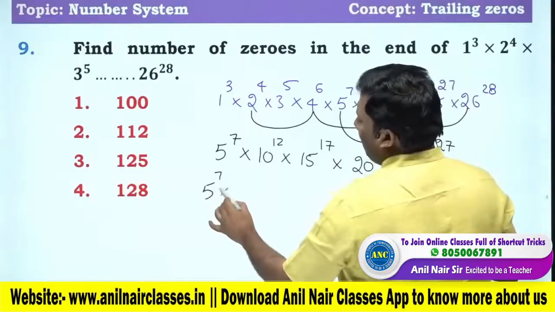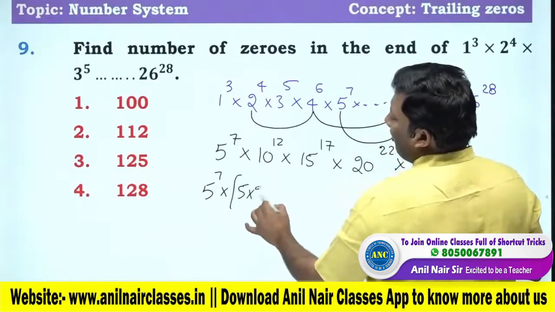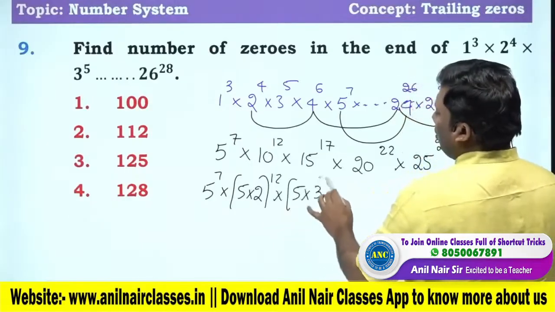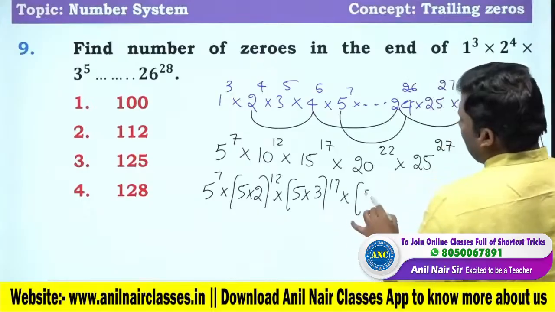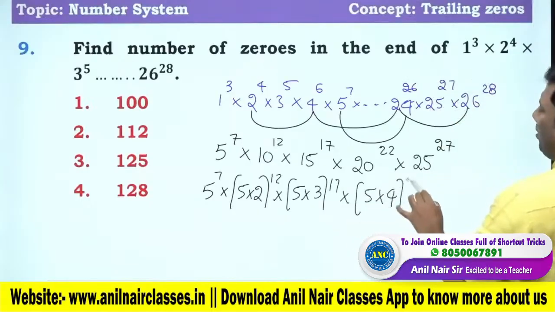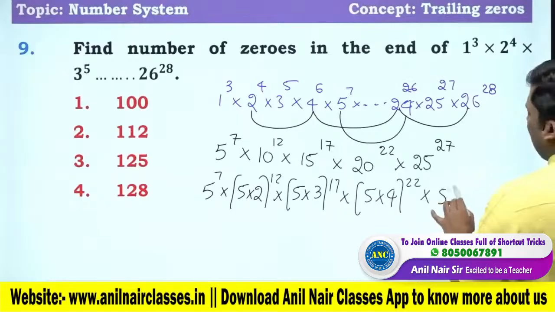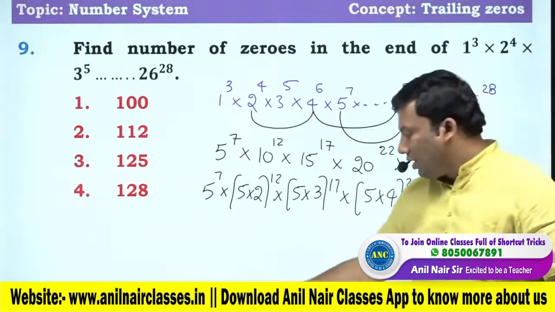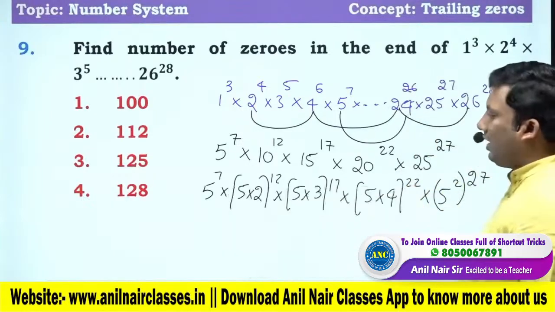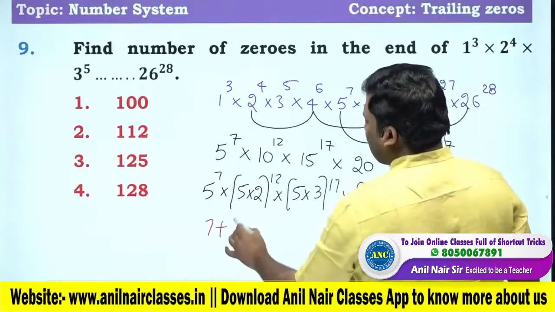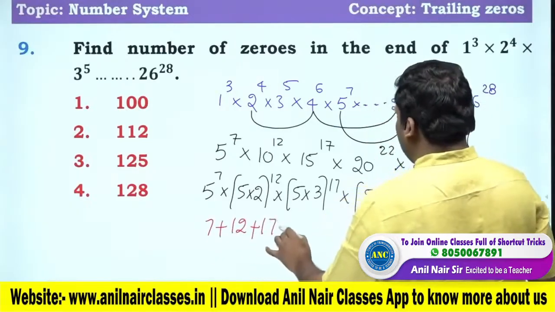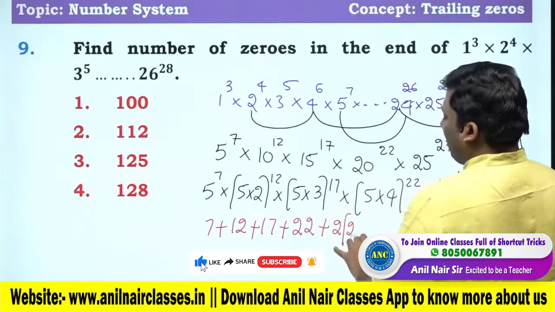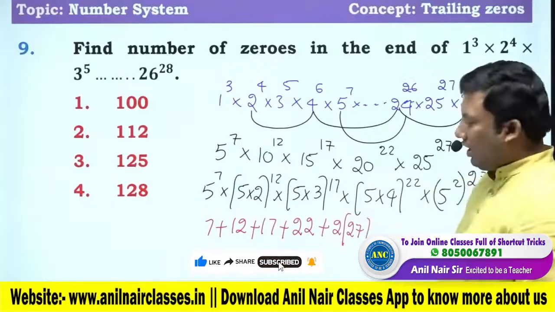So it is 5 power 7. 10 can be written as 5 into 2, power 12. 15 can be written as 5 into 3, power 17. 20 can be written as 5 into 4, power 22. 25 can be written as 5 square, power 27. Now, just adding the powers, you will get the answer. First is 7. Next it is 12. Next it is 17. Next it is 22. Next it will be 2 into 27. I hope it is clear.